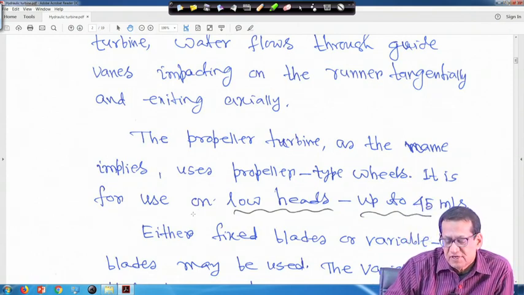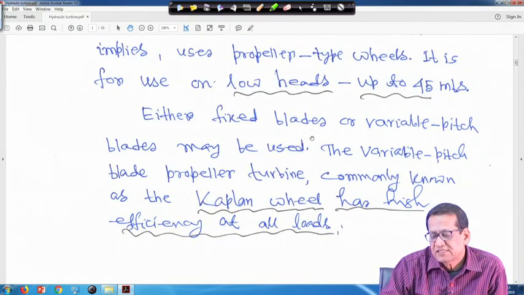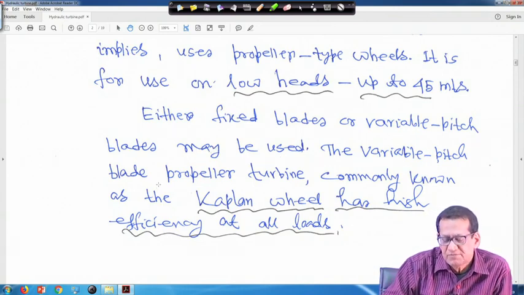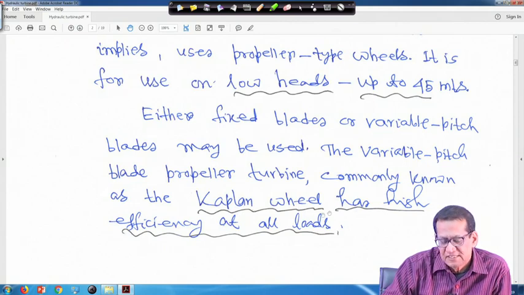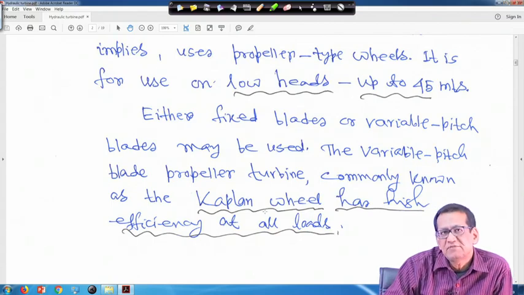The propeller turbine, as the name implies, uses propeller type wheels. It is for use on low heads up to 45 meters. Either fixed blades or variable pitch blades may be used. The variable pitch blade propeller turbine, commonly known as the Kaplan wheel, has high efficiency at all loads. So, you have a little bit of an idea.